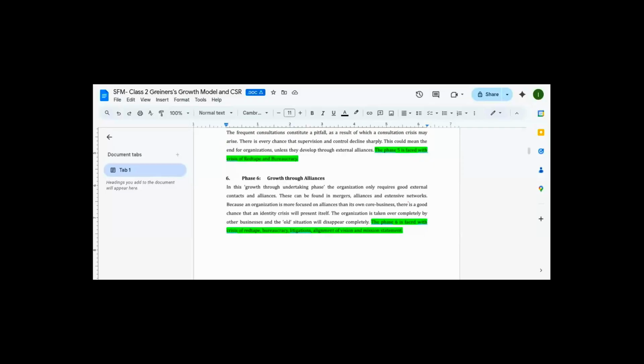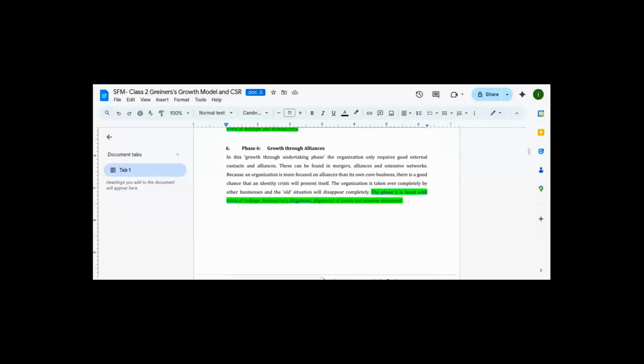Thank you. So phase 6 is the phase of growth through alliances. These alliances are very essential, most especially for companies that have in place an experienced board of directors, experienced managers, and for a company that is innovative, visionary, that doesn't want to be static or reliant on their little sources.